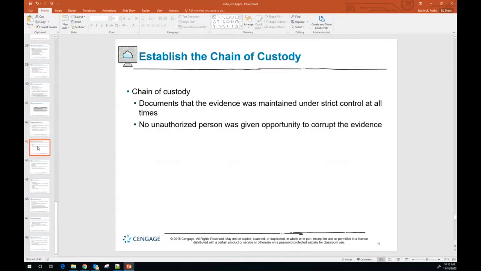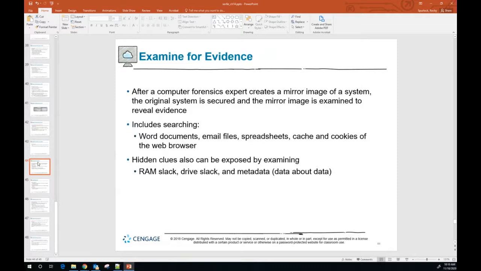You also want to establish a chain of custody. That's where you document that the evidence was maintained under strict control at all times. And this is to ensure that no unauthorized person was given the opportunity to corrupt the evidence.